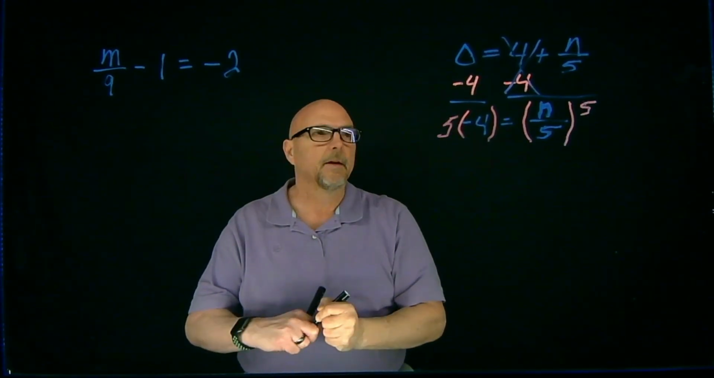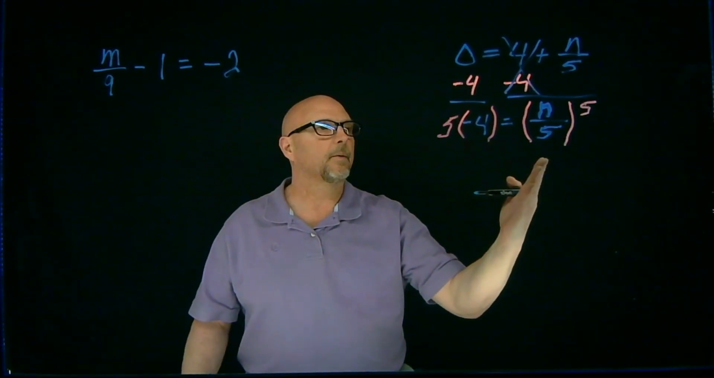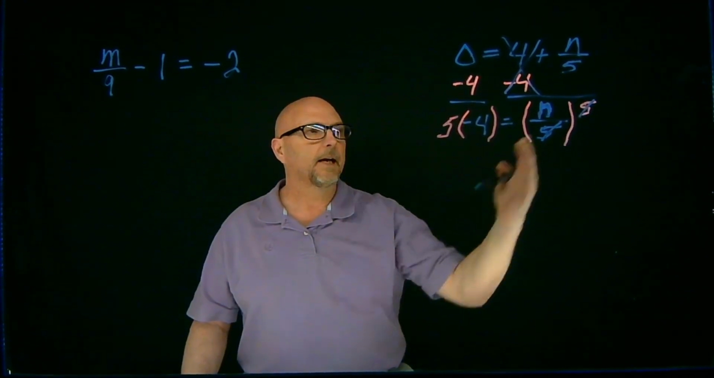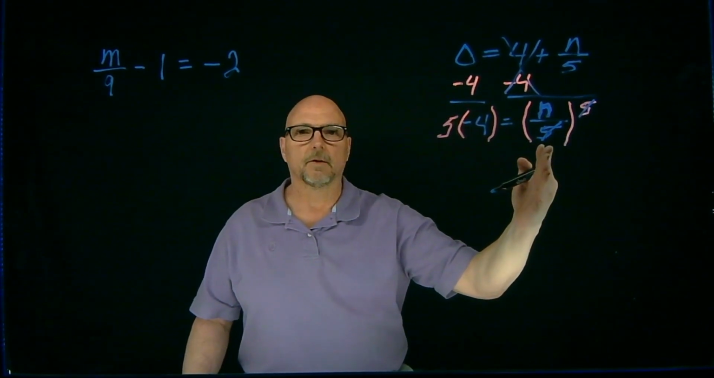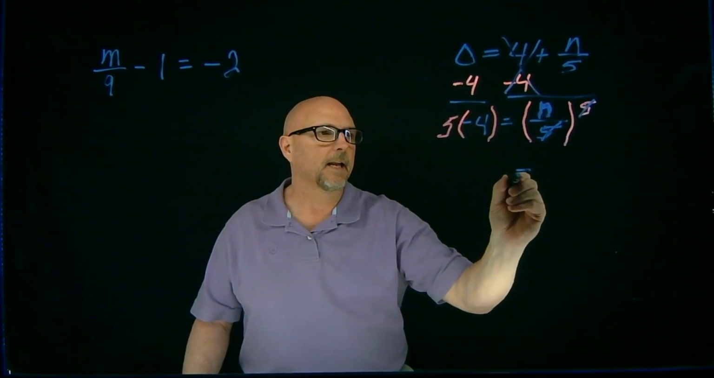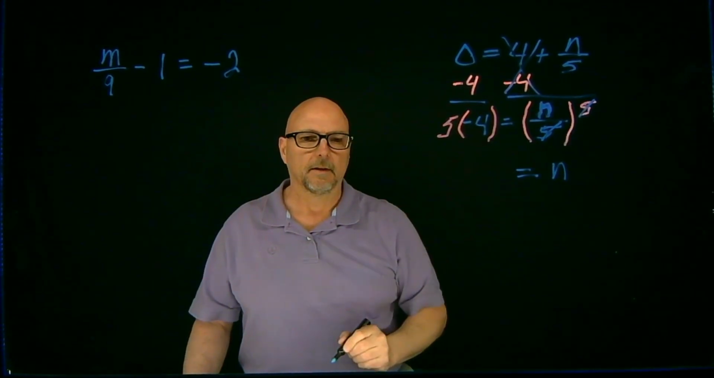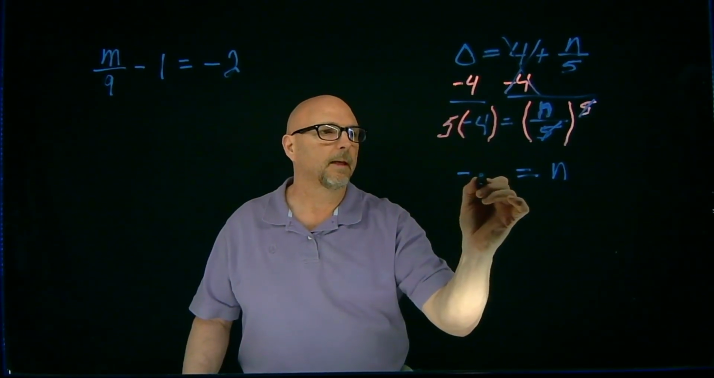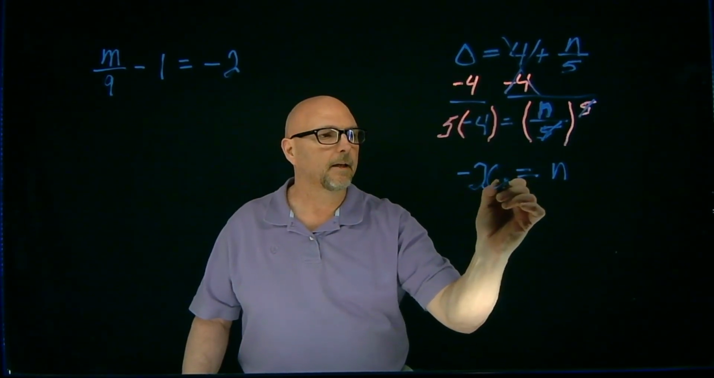Multiply by 5. Now what happens over here on the right-hand side is we end up isolating the variable completely. Those 5s cancel out. 5 divided by 5 is 1, and 1 times n is n. So I have n. And 5 times negative 4, I almost said the answer, is negative 20.